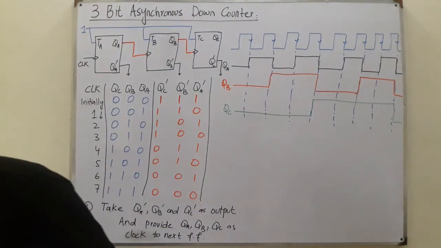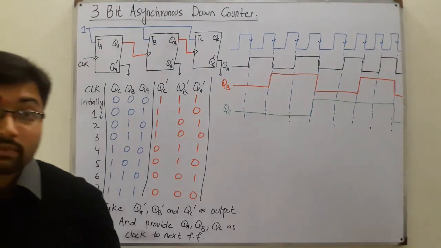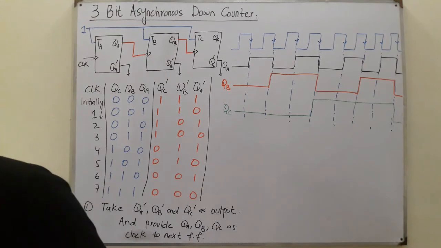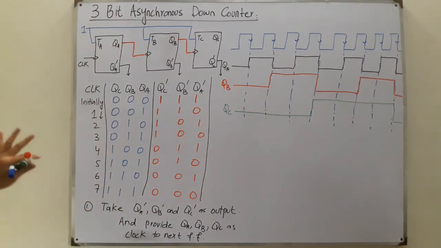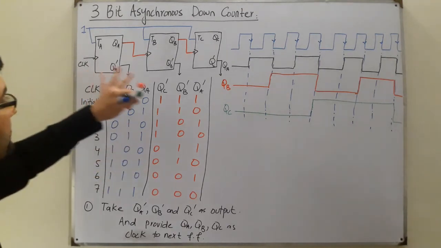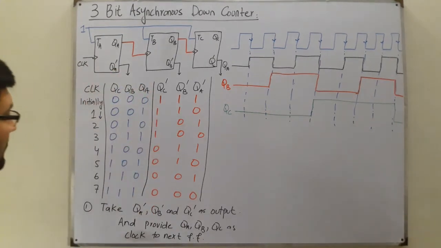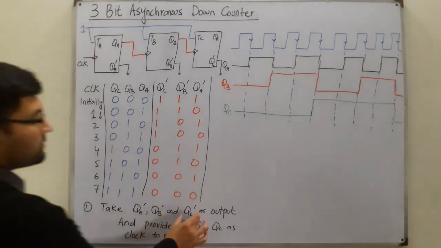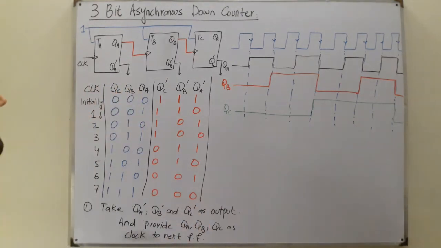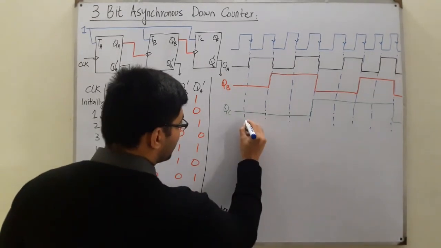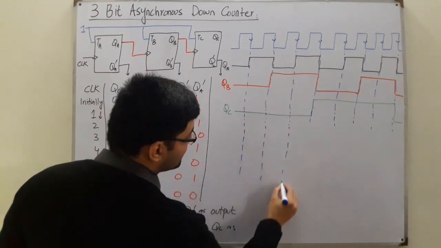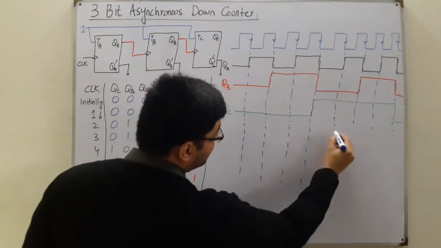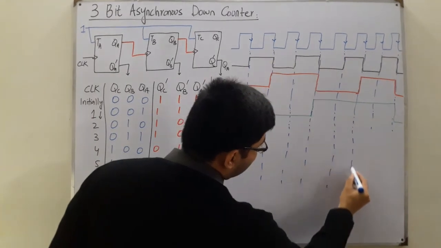Alright, now let us draw the clock pulse diagram, all right? So you have QA, QB, QC is the clock pulse. The outputs are QA complement, QB complement, QC complement. Now if you see, let me first extend these lines a little. Although we are not going to need it, we need it for the straightening.